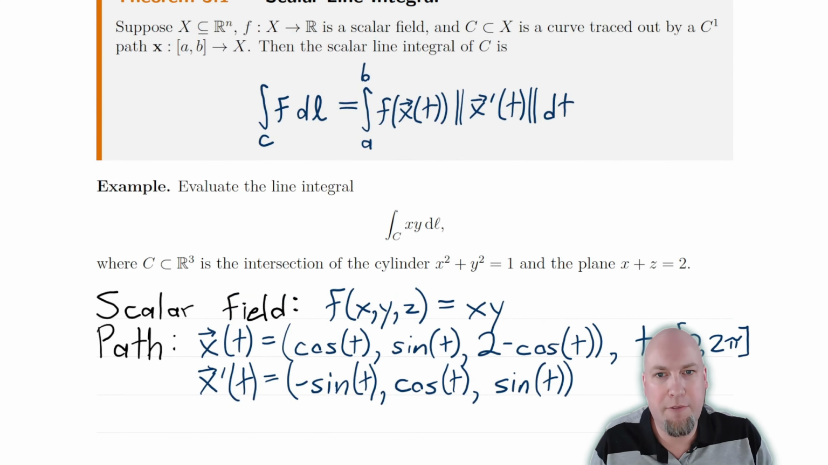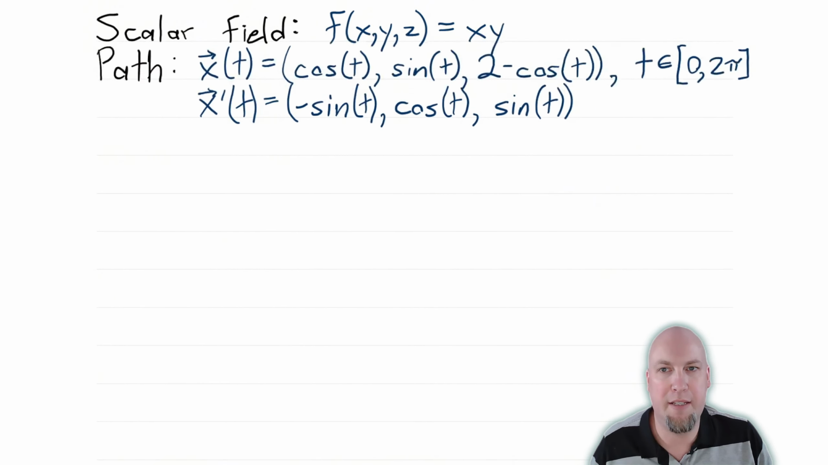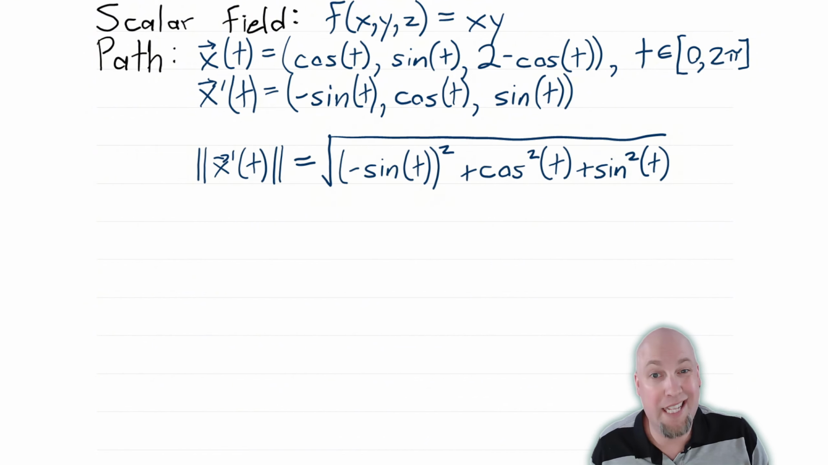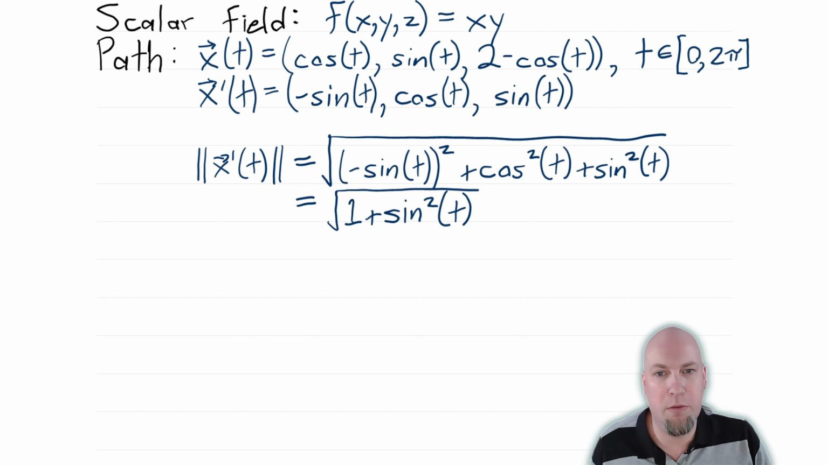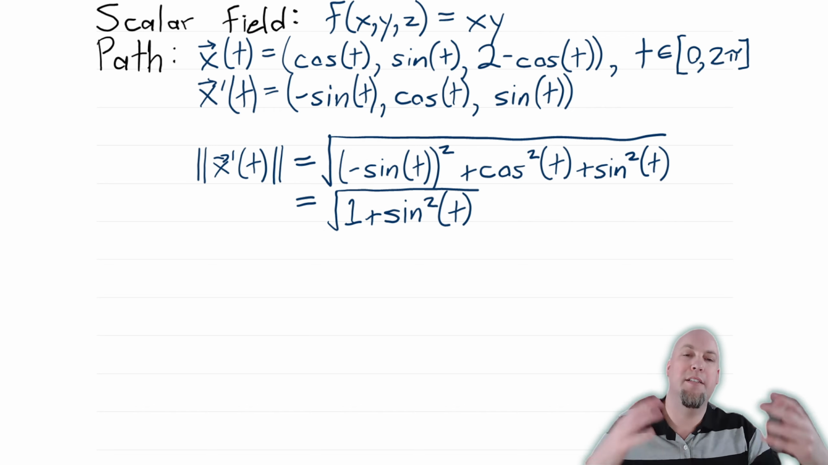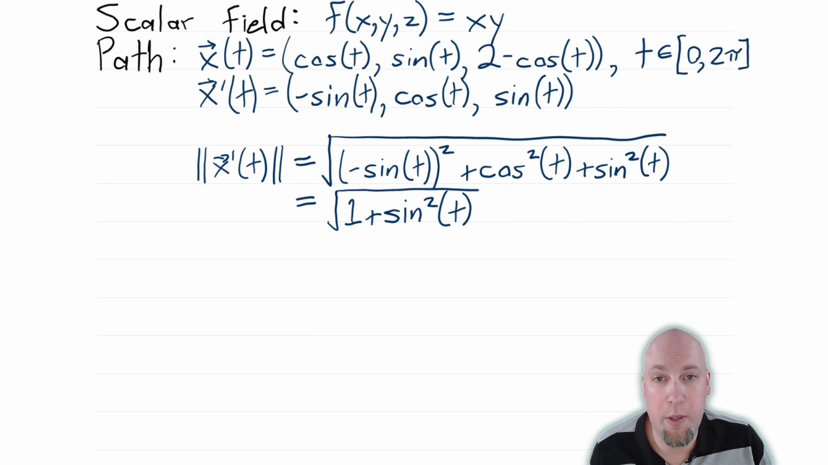My formula for the scalar line integral has this piece over here where I need to know the speed of the path. So let's compute the speed of the path. The way that you do that is, remember, take the derivative of each entry. So cos becomes negative sine, sine becomes cos, and 2 minus cos becomes sine. And then compute the length of that velocity vector: you just square each entry, add them up, square root the whole thing. After I use the fact that cos squared plus sine squared equals 1, it simplifies down like this. The speed of the path is the square root of 1 plus sine squared.